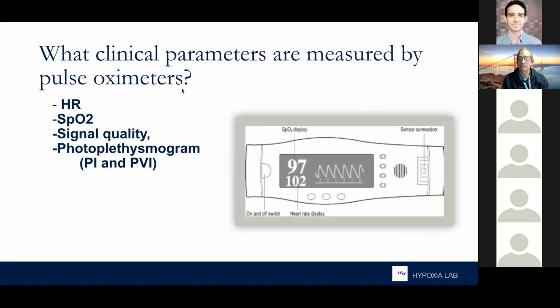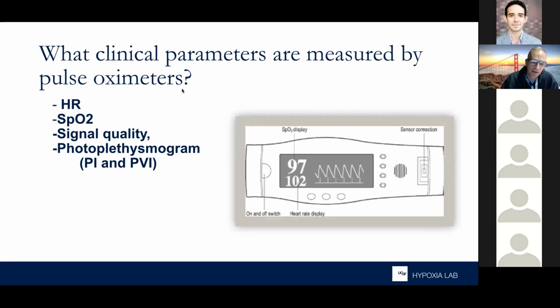In the typical configuration, pulse oximeters display measurements of more than just fractional saturation or SpO2. They also deliver information on the heart rate, and many of them, especially ones that are found in hospital settings, report some information about the signal quality.